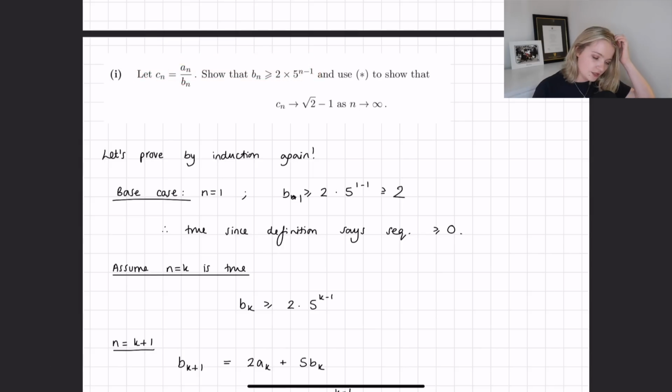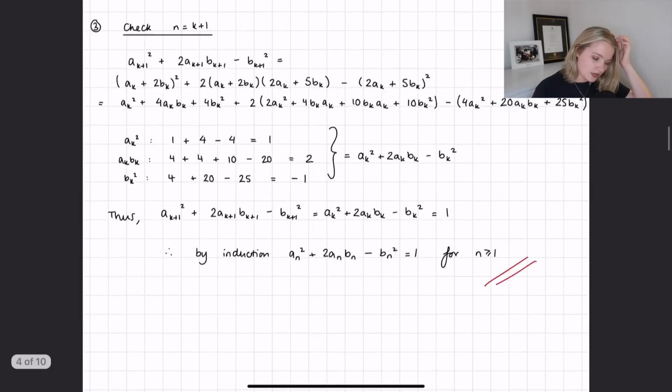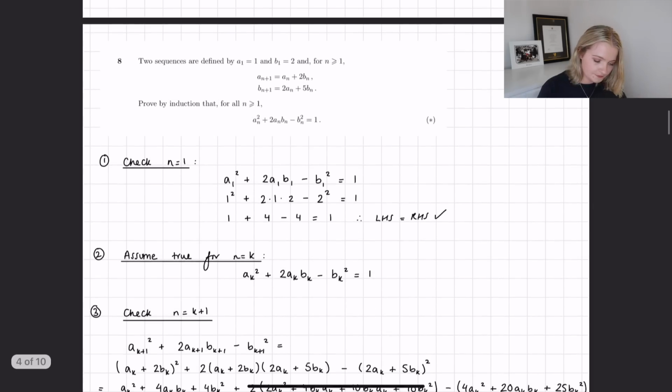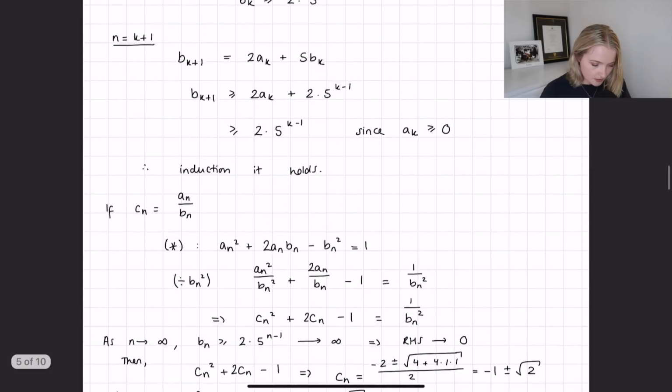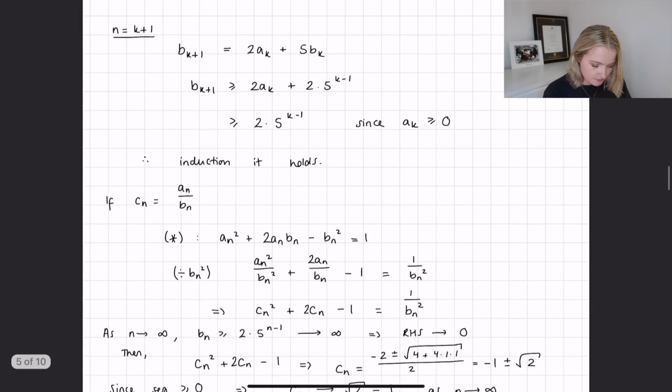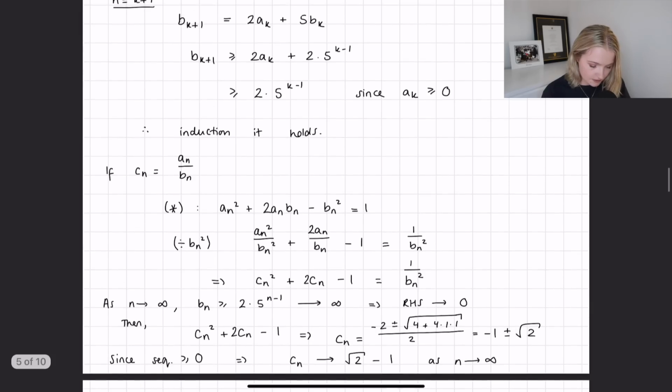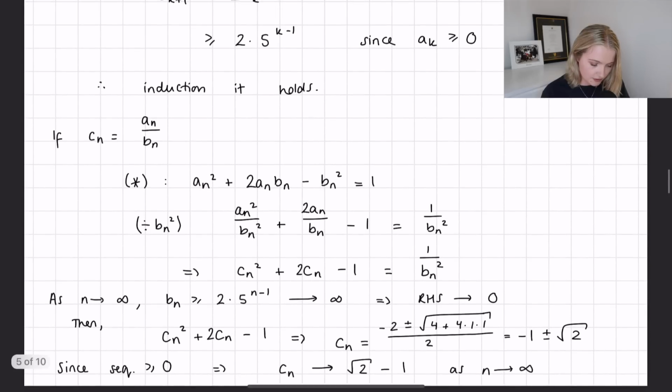Now it's saying we want to use star. So star was what we deduced before. So this. Deduce star. From star, show that this holds. Okay, so now we're looking at how these sequences change for n tending towards infinity. Awesome. So where are we? We're now at this part here. So let's walk through this.